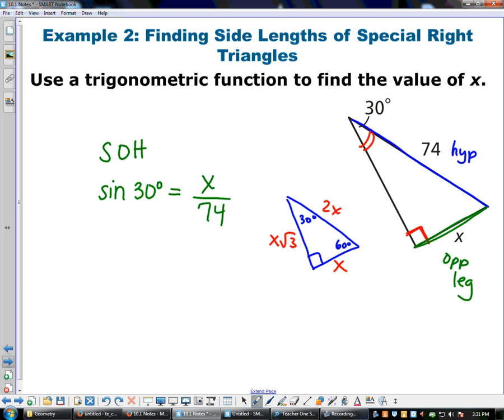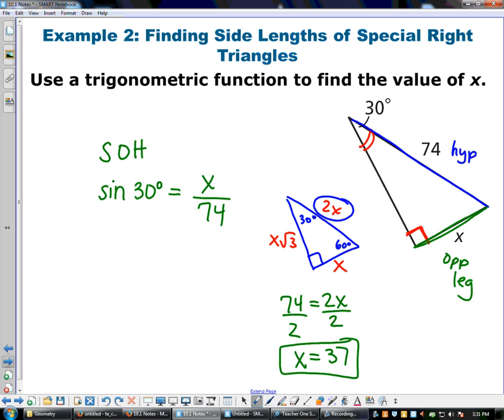So in this case, we were given that our hypotenuse was equal to 74. So if we know that this part here was my hypotenuse, 74, we can say 74 is equal to 2x, and to find x, if I divide that by 2, my shorter leg here must have been equal to 37. So using special right triangles, that is one way that we could have approached that.